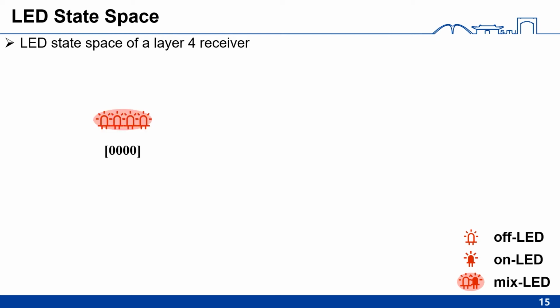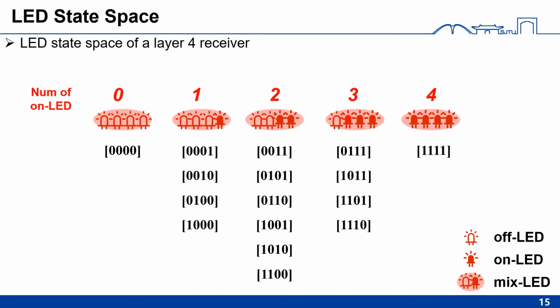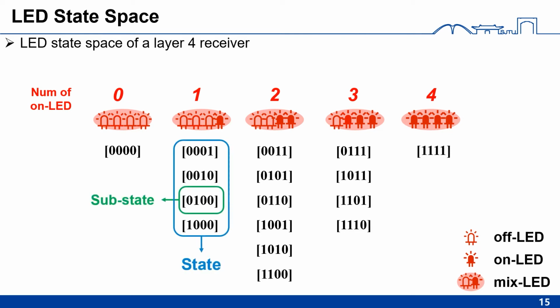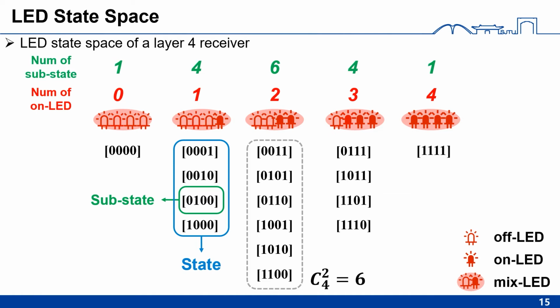As mentioned before, a layer 4 receiver can observe a mixed LED, mixed by 4 LEDs. This mixed LED has 5 states, with the number of on LEDs varying from 0 to 4. And a state contains a number of indistinguishable substates. For example, there are a total of 6 substates when 2 LEDs are lit. The substates of each state of layer 4 are 1, 4, 6, 4, 1. And the distribution of the substates is the key to the derivation of the coding table.